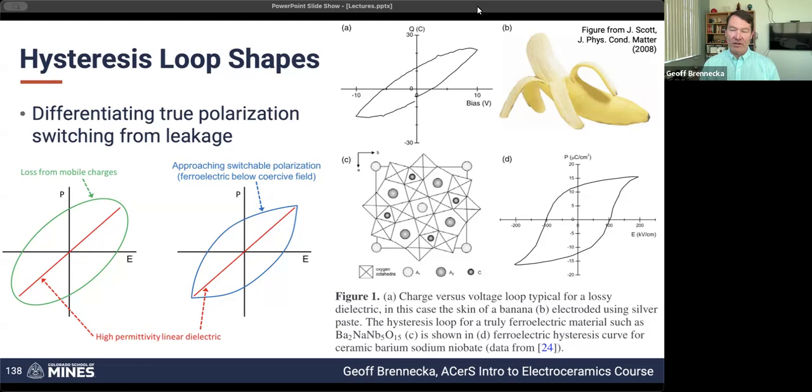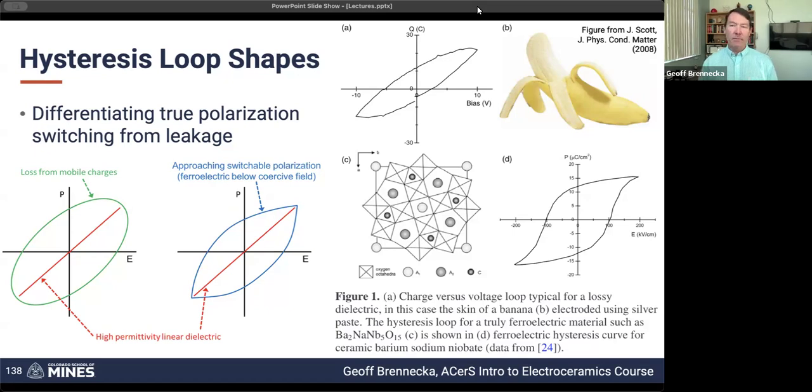There's no actual saturation. The reason he picked a banana is because there's a class of materials, barium sodium niobate, that a lot of people refer to as bananas, just because of the chemistry. Anyway, I just wanted to point that out as an example of making sure that you're interpreting the polarization versus field hysteresis loops appropriately. All right, so now we can get back. Any questions on that?